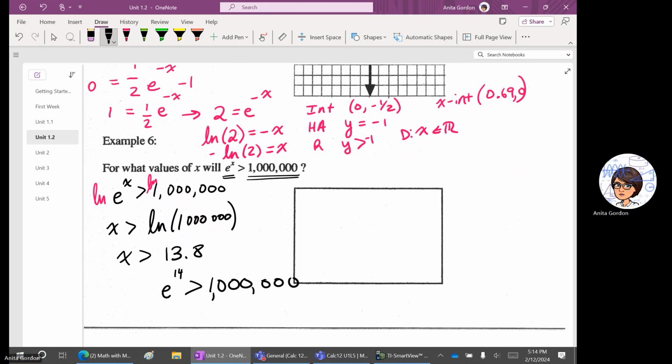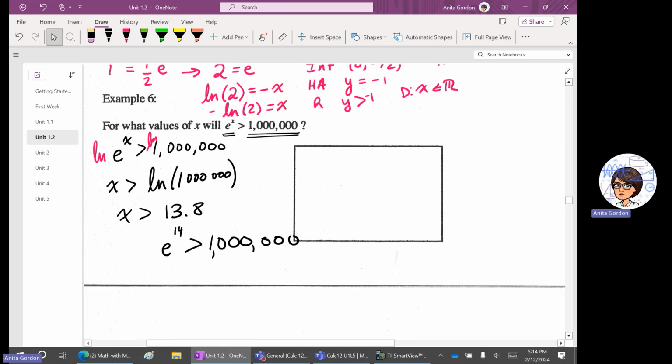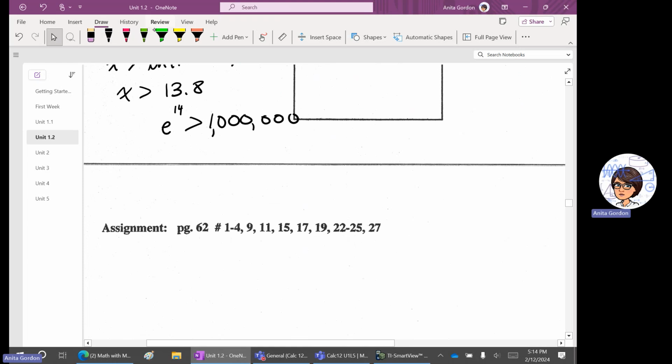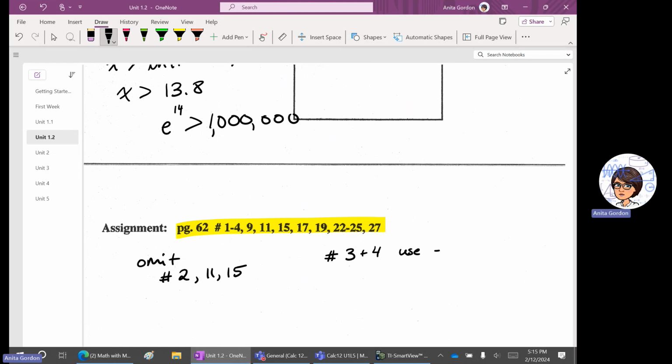Something like that. Okay, so your homework for this section is as this is stated. You can omit number 2, 11, and 15 if you like. Some tips here for number 3 and 4. Use e.